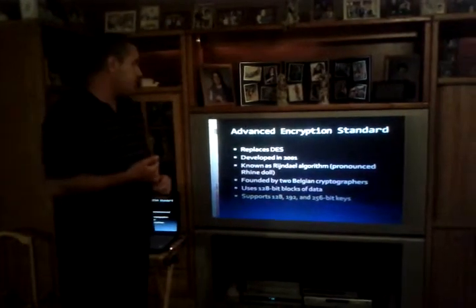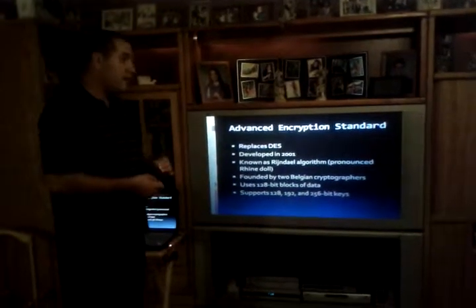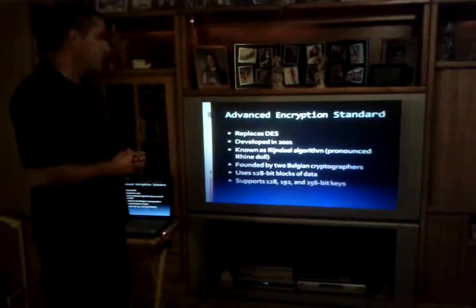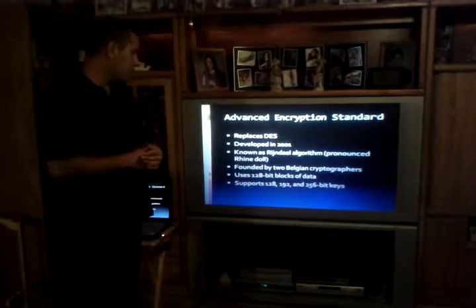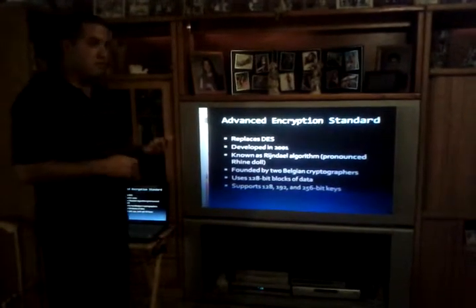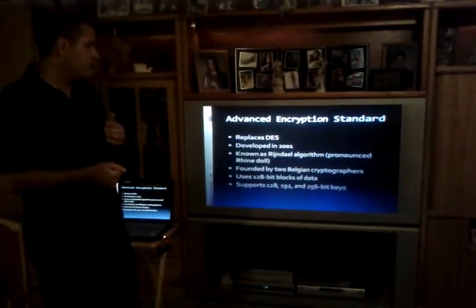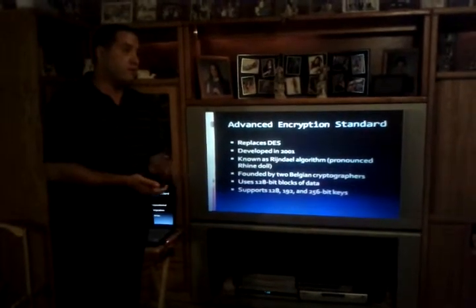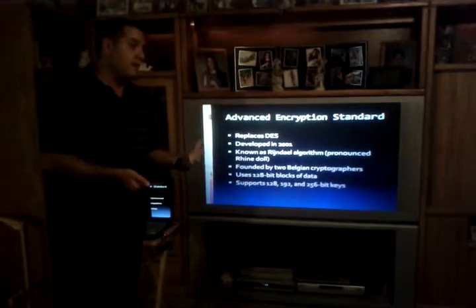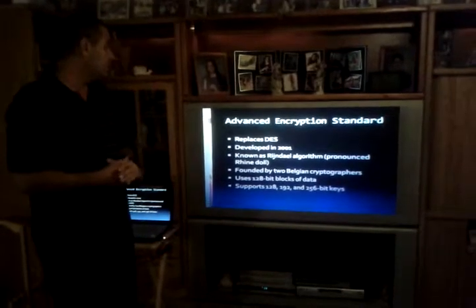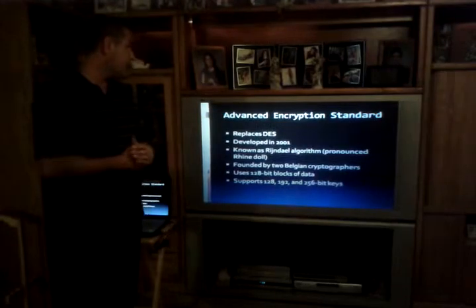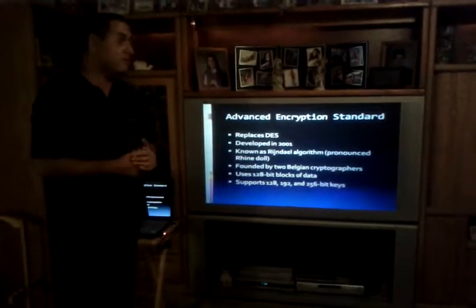Advanced Encryption Standard. It replaced DES, developed in late 2000 and 2001, also known as the Rijndael algorithm, founded by 2 Belgian cryptographers. It also used 128-bit blocks of data, which is better than what DES was using, only 56 bits. And it supports 128, 192, and 256-bit keys.